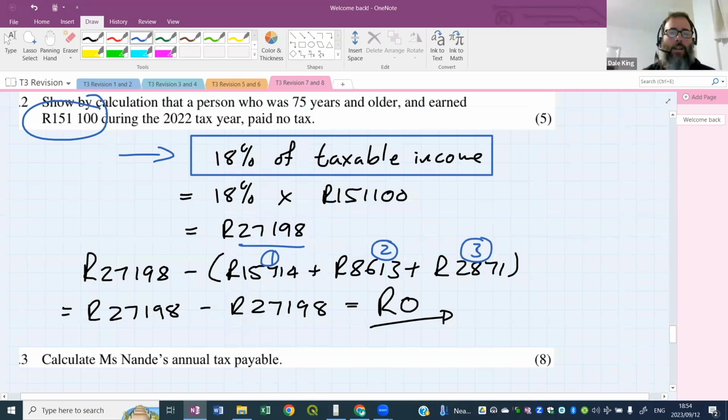Money going back. So we had to minus all these values from how much tax this person owes, and it worked out that the rebates all came up to 27,198 Rand. So this person pays no tax. They said show that they will pay no tax. Well, because of all the rebates, they get all their money back. They pay no tax. All right, I hope that helps.